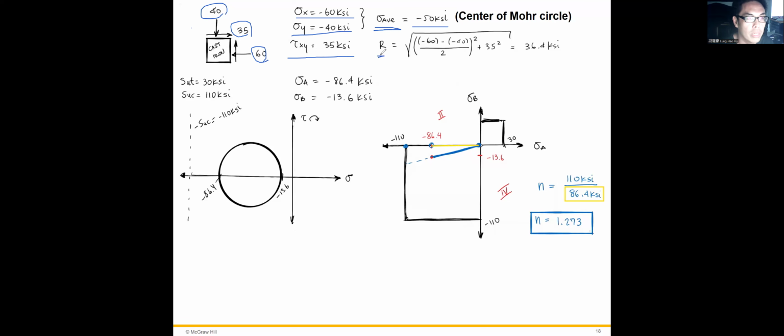And R represents the radius of Mohr's circle. So we can find the radius. When we have already found the center and the radius, we can draw a circle. The average stress is the center right here, and the radius is R.